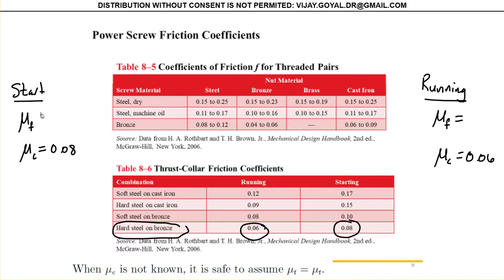And then for the thread, this is the case of steel on bronze, right? That's the nut that we are using. So I'm going to assume that the highest possible value is going to be for my start, and my smallest value then I will use for my running. Okay, this is an assumption, in lack of any other information, that's what we will be using. Okay, steel on bronze, that's what we are working on.